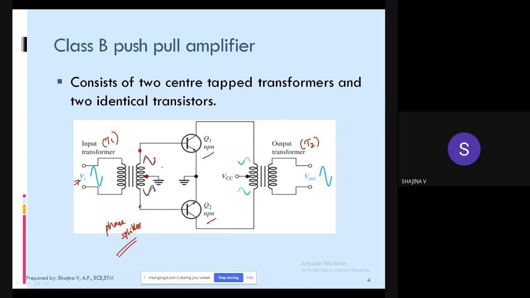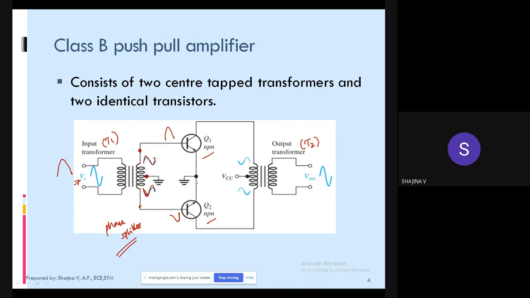Okay, now you can see what will happen during positive half cycle of input signal. Okay, I am considering the positive half cycle of input signal. So during positive half cycle of input signal you will get a positive signal at the base of Q1. Okay, and a negative signal, this half. Okay, negative signal at the base of Q2.